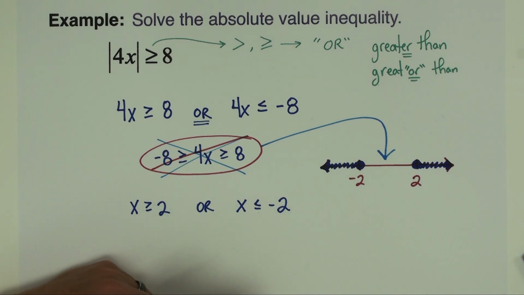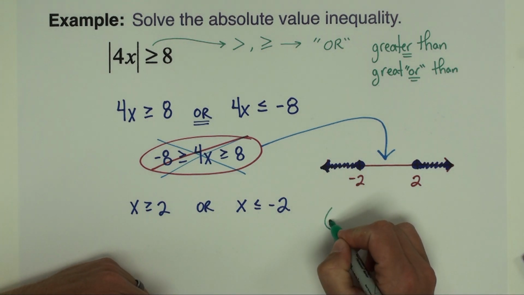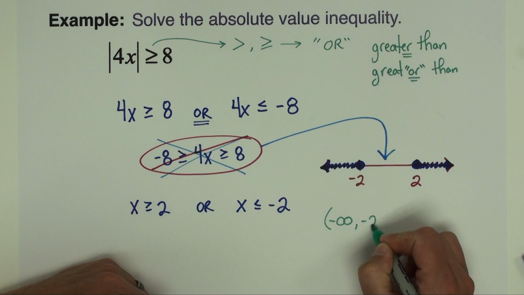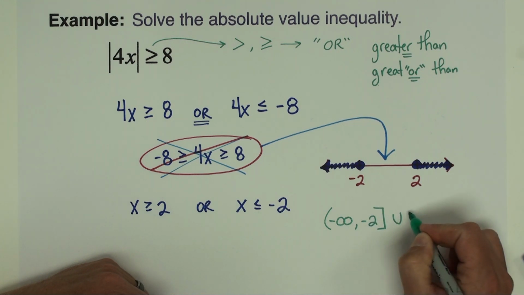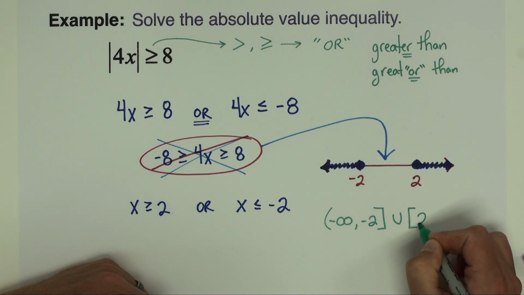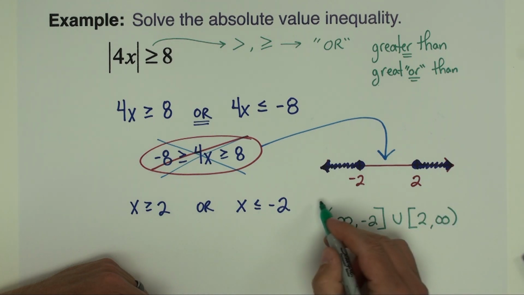Okay, our solution then, we're ready to write. We've got everything from negative infinity to negative 2. We're going to include that. Or we want everything from 2 to infinity.